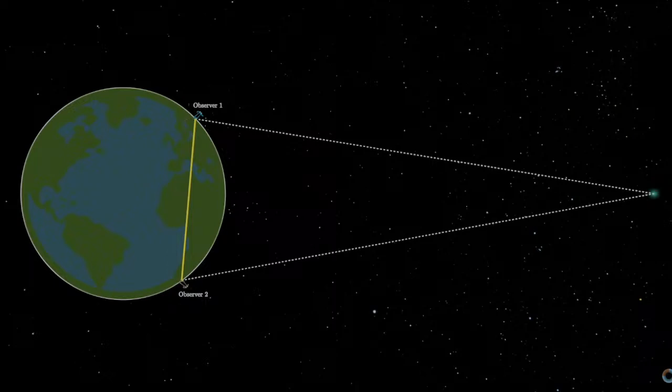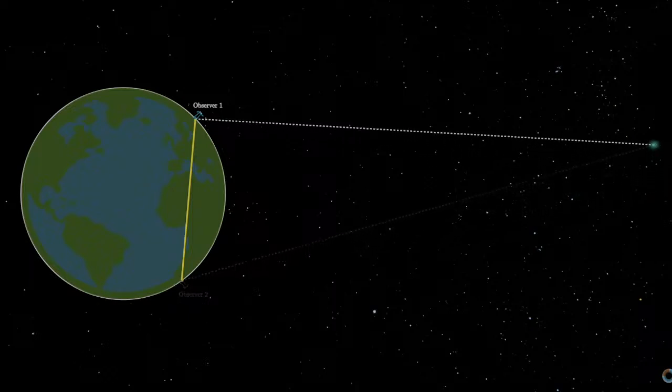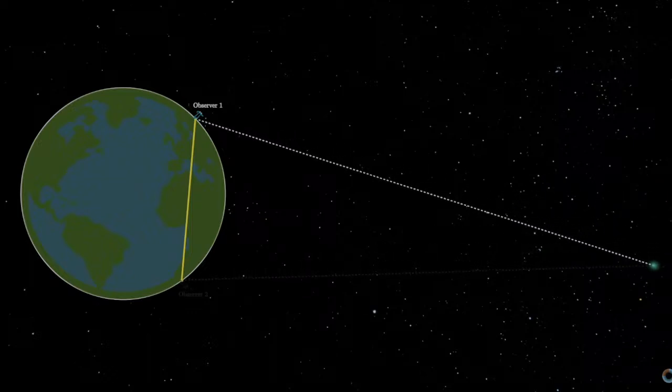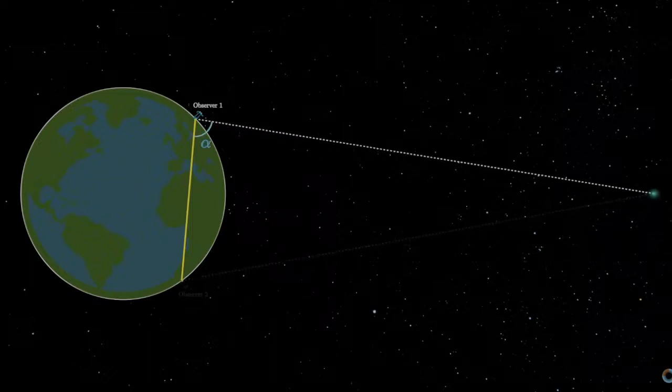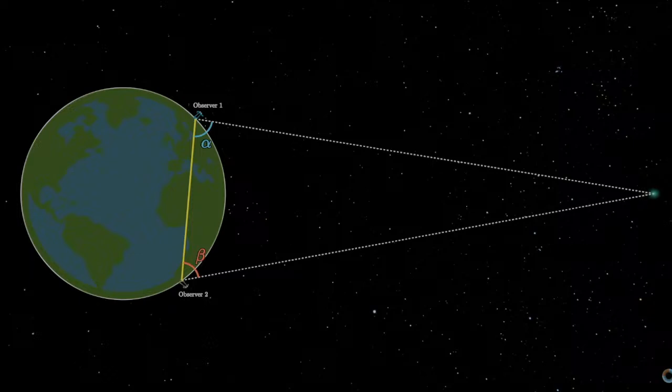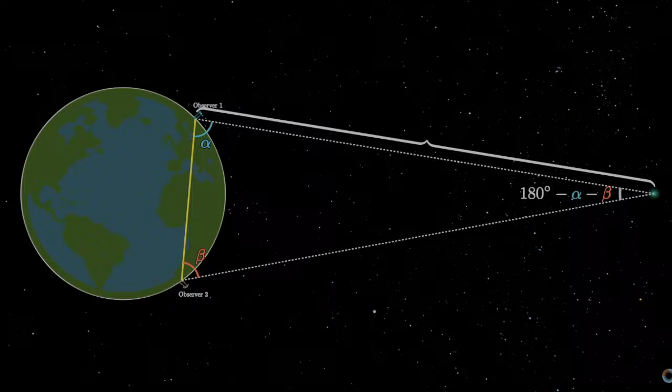Because people knew the size of the Earth, and they could tell where they were on the Earth, that would be taken care of. Then the hard part is for the first observer to take a precise enough measurement of the viewing angle to this object. They need to deduce this angle here, and for the second observer to do likewise. If you can do that, you have a triangle where you know all 3 of the angles, and you also know one of the side lengths. This means with just a little bit of trigonometry, you can figure out any other side length, which for example tells you how far away this object is from one of the observers.